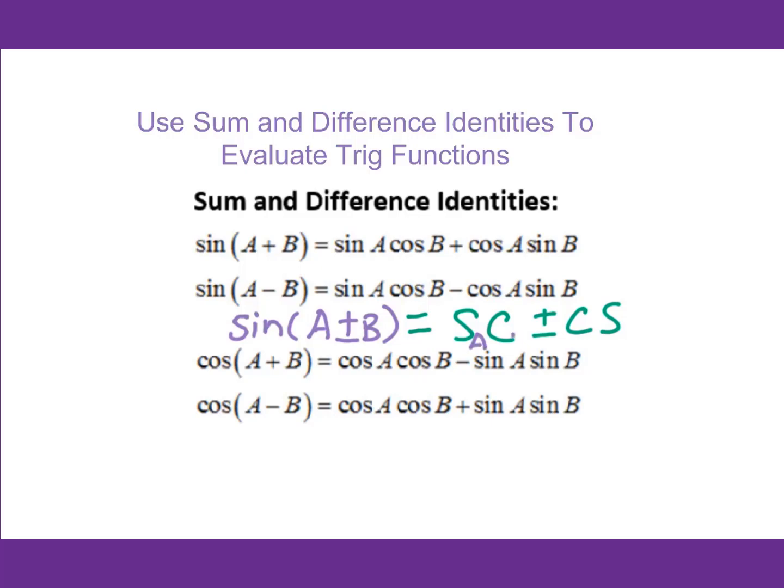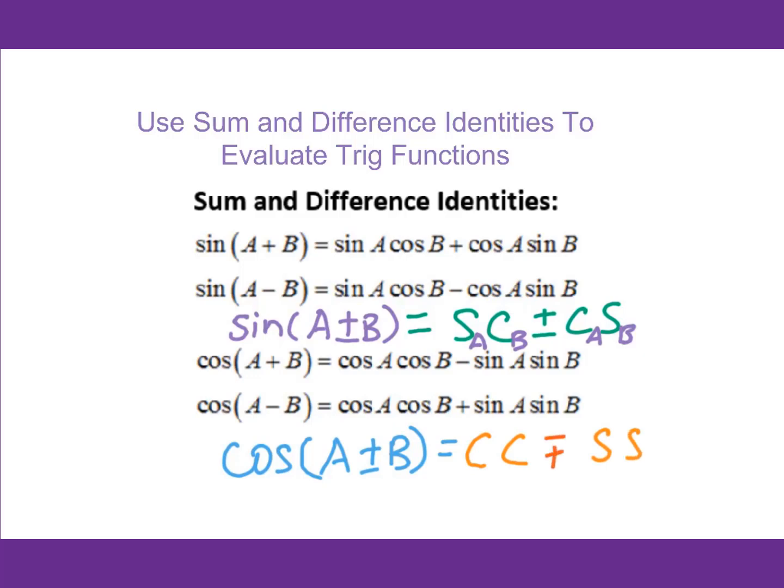We have angles A and B. For cosine of A plus or minus B, we get cosine cosine, sine sine. The sign will be different. Try to remember this pattern.